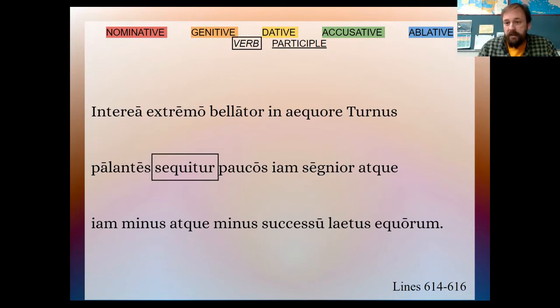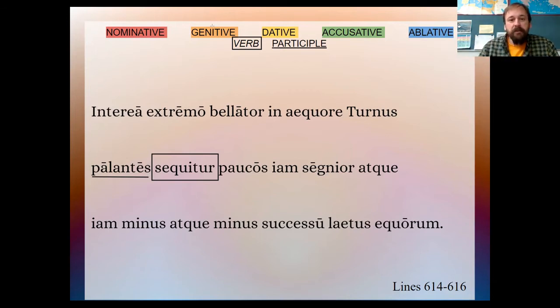Second thing I'd like to do is identify participles. Participles are just verbal adjectives, so we're looking for something that looks kind of like a verb but has noun and adjective endings. And we have one, it's in your notes. Palantes. Palantes comes from the verb palor, palari, palatus sum, meaning to scatter, to wander. Here, it is used as a participle. The scattering ones, the ones running away.